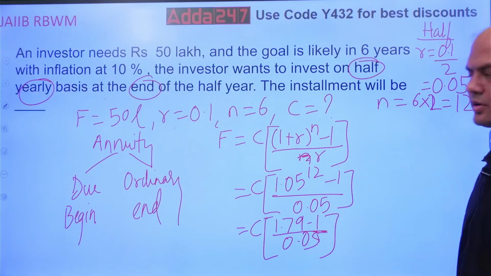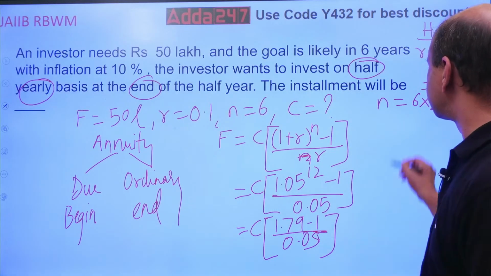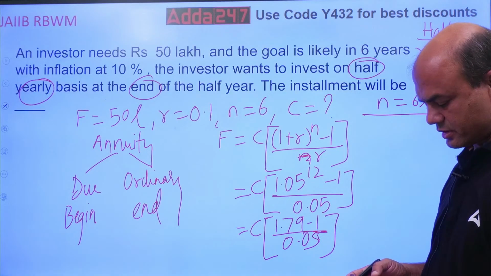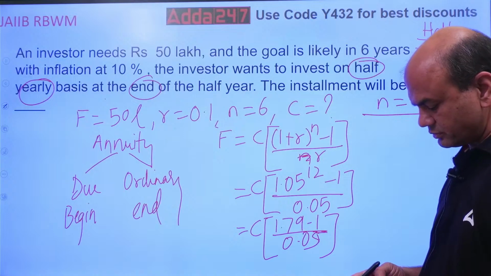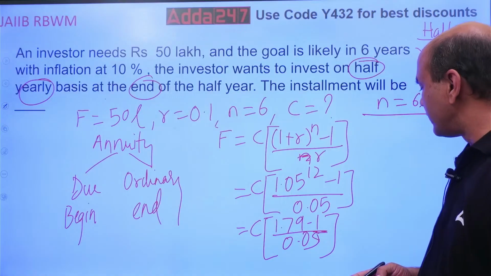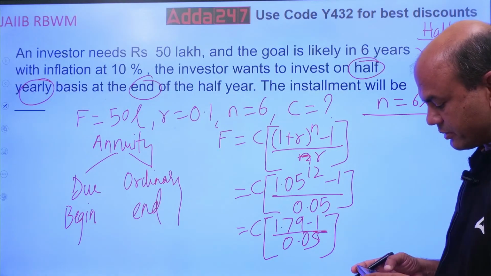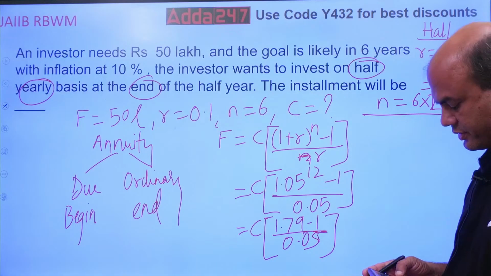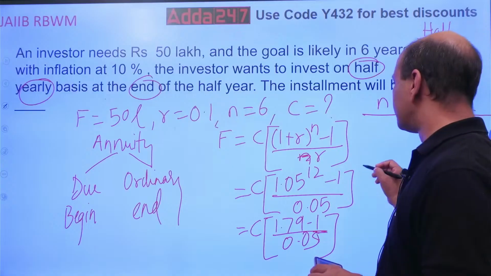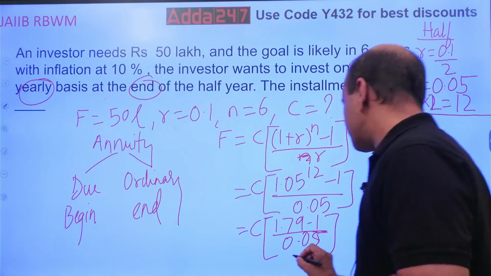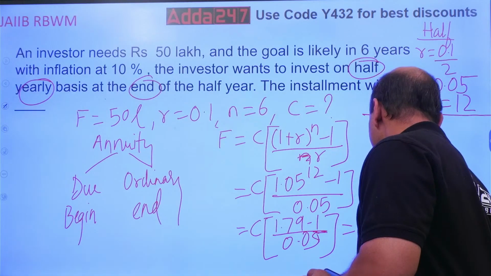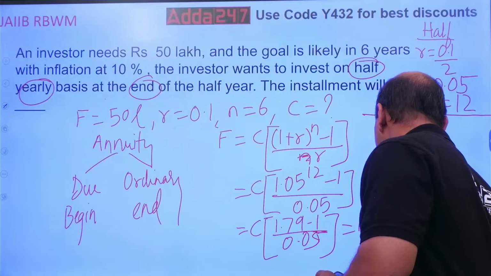Now solve this. What is the answer? So this is 0.79, divided by 0.05. You get 15.91. So it is 15.9 into C.